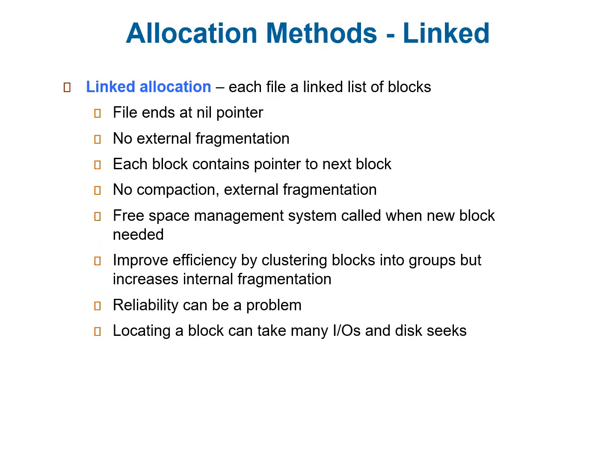So this is an allocation method. We have a linked list allocation. So hope you have studied linked lists in data structures. Each file is a linked list of blocks. File ends at a nil pointer. No external fragmentation will be there. Each block must contain pointers to the next block. Okay, so you all studied all those things. No compaction, and there should not be any external fragmentation.